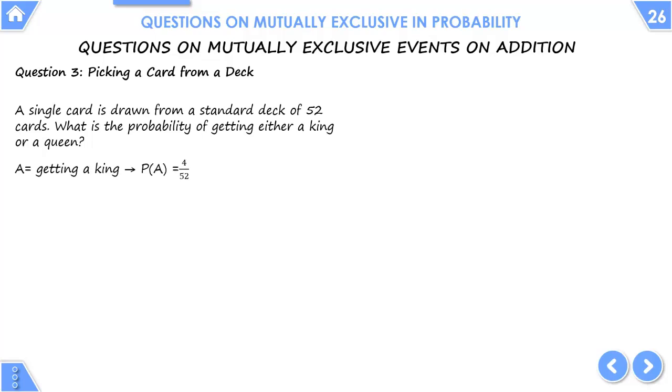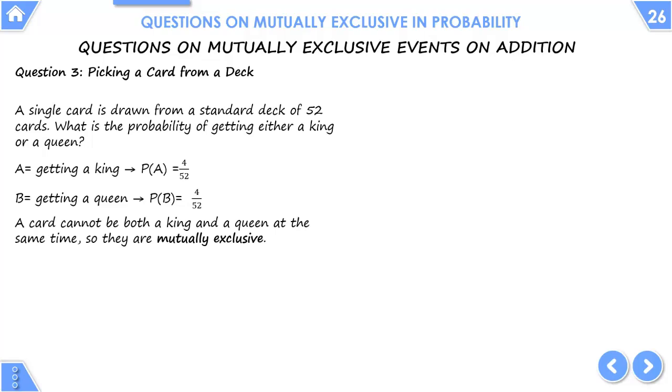So for getting a king, it's four out of all the 52 cards. Getting a queen, there are four queens out of the 52. Because you cannot draw a queen and a king at the same time, it is a mutually exclusive event. So you are going to have 4 over 52 plus 4 over 52, which gives you 8 over 52.